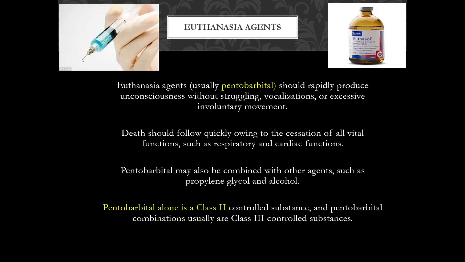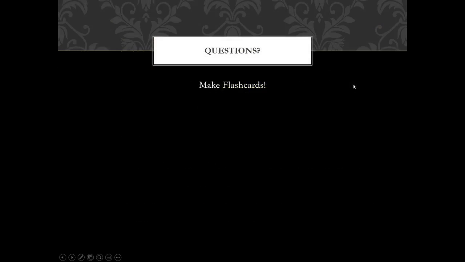Euthanasia agents, usually using pentobarbital, should rapidly produce unconsciousness without struggling, vocalizations, or excessive involuntary movements. So they should go through that stage 2 of anesthesia very, very quickly. Death should follow quickly, owing to the cessation of all vital functions such as respiratory and cardiac function. It can be combined with other agents such as propylene glycol and alcohol. Pentobarbital alone is a class 2 controlled substance, but the combination is a class 3 substance.